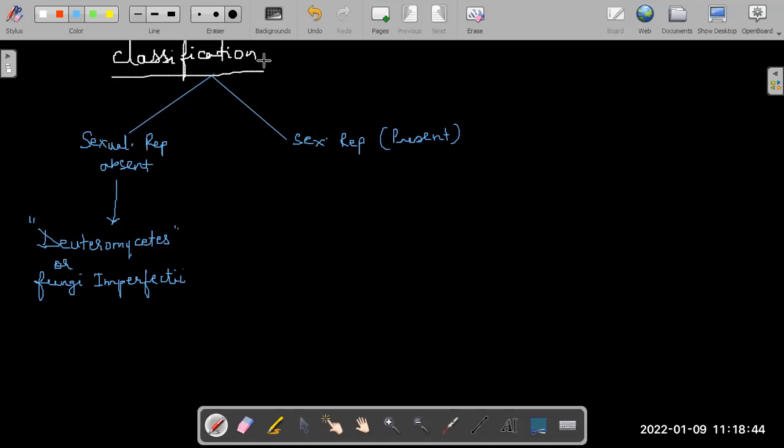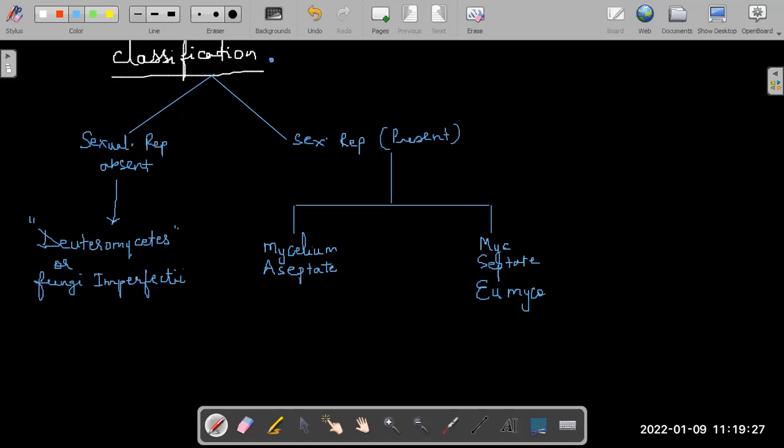Understood? So what is the entire criteria for classifying these two groups? Noting whether sexual reproduction is present or not. Correct? Yes, ma'am. Okay. So if sexual reproduction is present, then we have two more groups, based on the mycelium. If the mycelium is aseptate, which you already know, what is aseptate and septate. And if the mycelium is septate, we put them into a higher category called Eumycota. Mycota means fungi. Eu means true. True fungi.